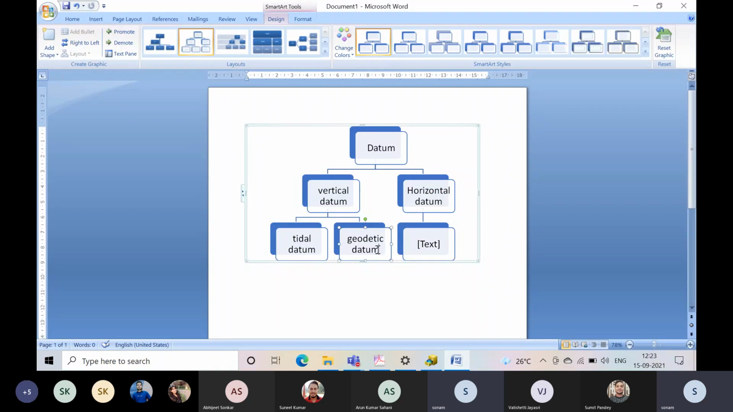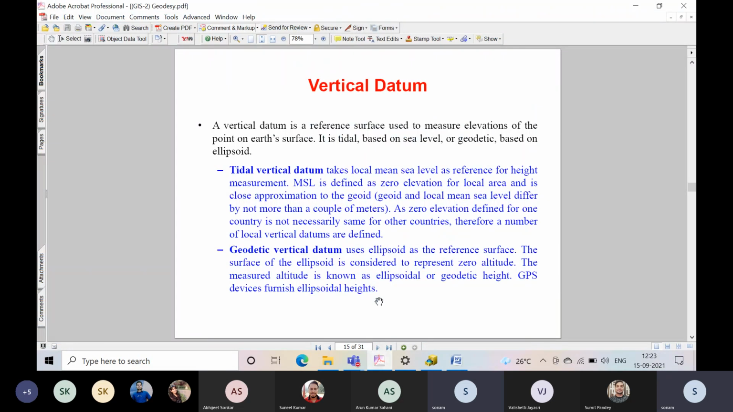As I have told you earlier, the tidal vertical datum makes local mean sea level the reference for height measurement. MSL is defined as zero elevation for a local area and is a close approximation to the geoid. As zero elevation defined for one country is not necessarily the same for other countries, a number of local vertical datums are defined.